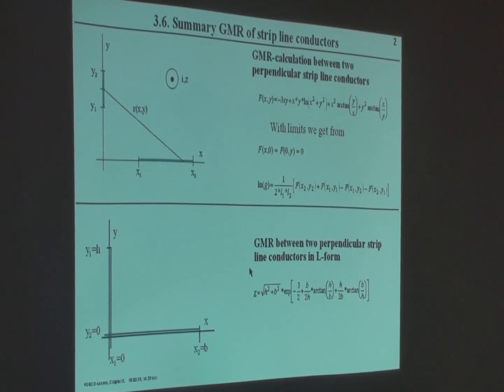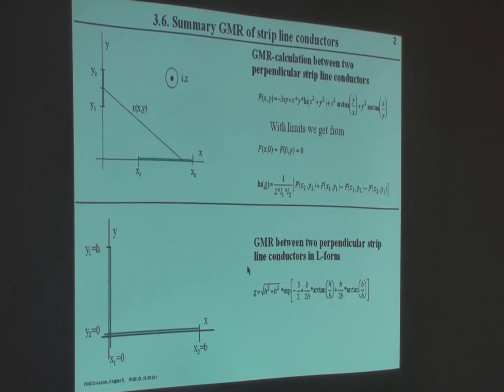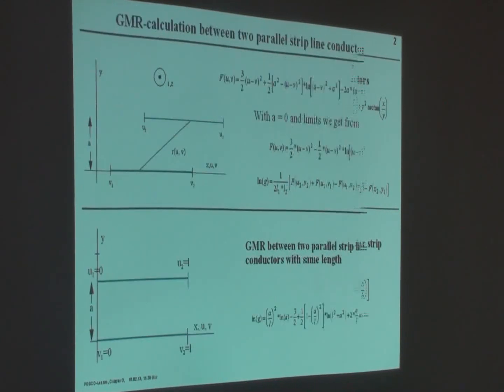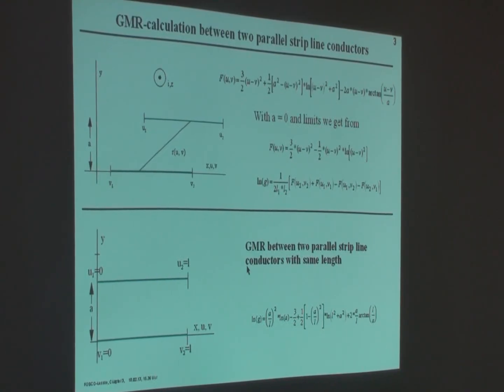So, this is perpendicular. And now we have to look for parallel. Parallel is, for example, this and this. Parallel is this and this. Parallel is this and this. And so on. And therefore, we have formulas too. That is the normal formula with a double integral, which gives 4 limits you have to put in.